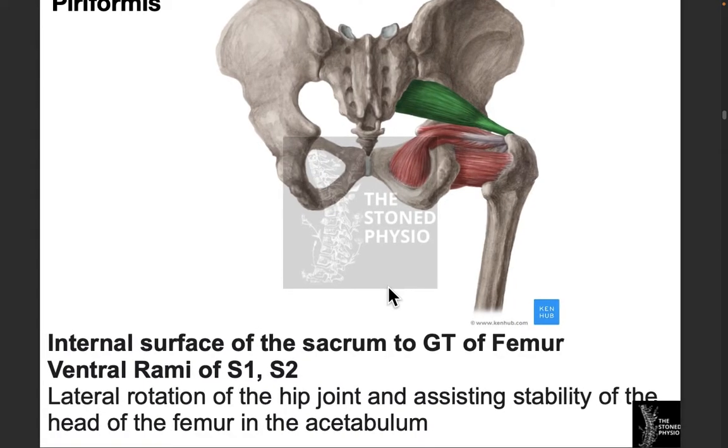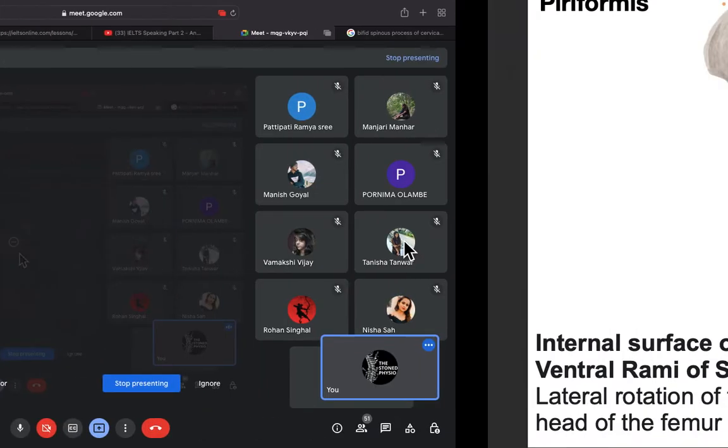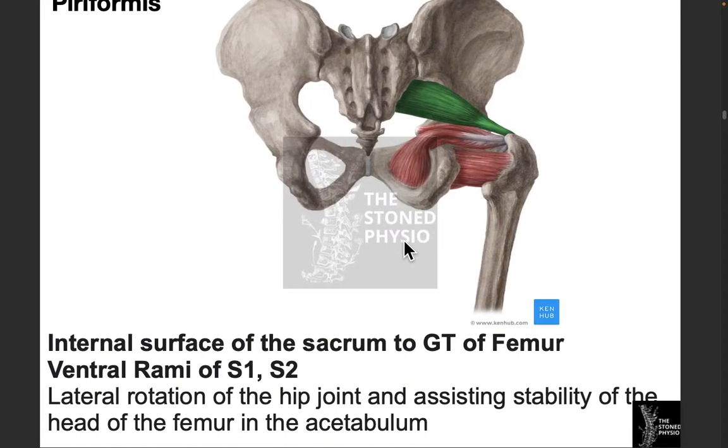Yes, okay, so we saw that directly from the S1 S2 region of the spinal cord, we saw that these nerve supplies directly innervate the piriformis, and that is the nerve supply for the piriformis. Okay, I hope we are clear until now with the nerve supply of the gemellus superior, gemellus inferior, obturator internus and externus, and quadratus femoris. We talked about their nerve supply, and now we have talked about the nerve supply of the piriformis as well.